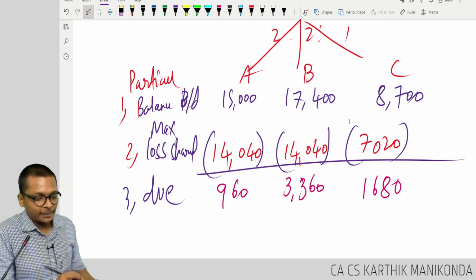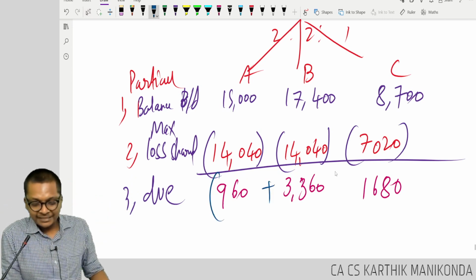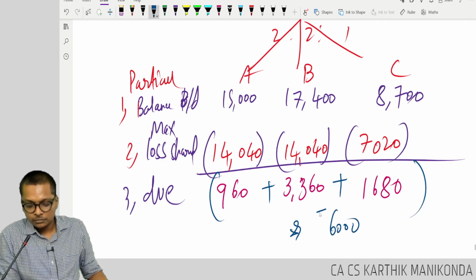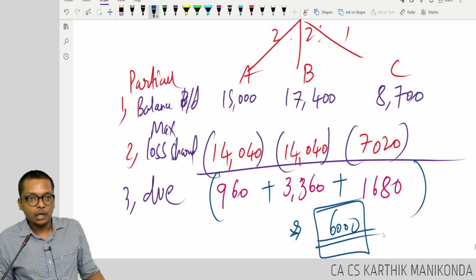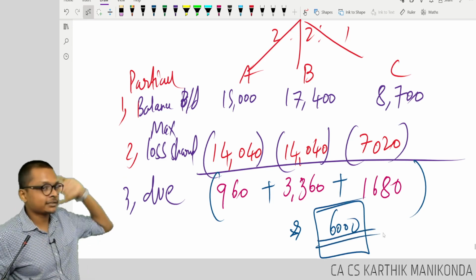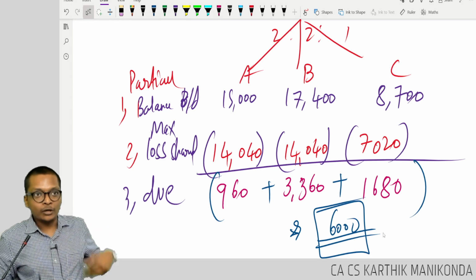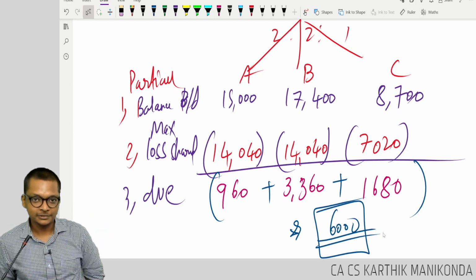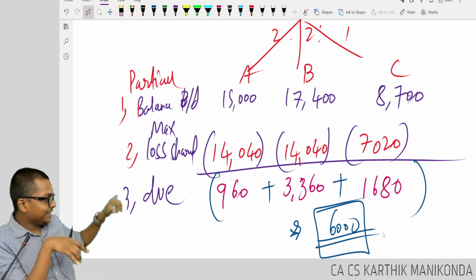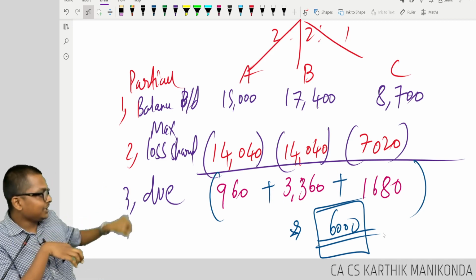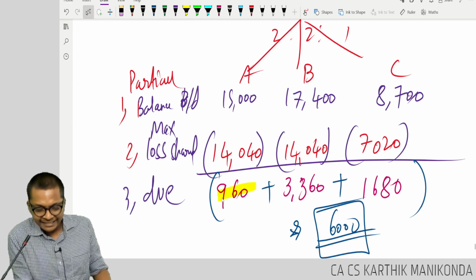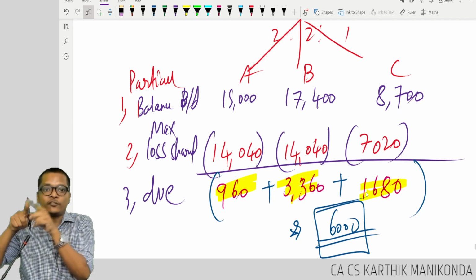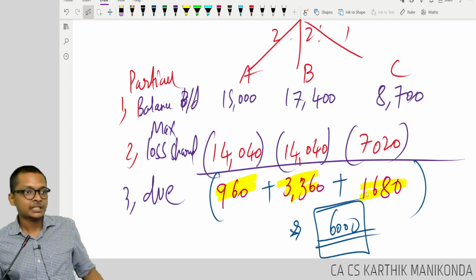What is the total payable? 960 plus 3,360 plus 1,680. How much are you getting? 6,000. How much do I have? I can pay this. No need for the next step. Money can never be more, or the working note is wrong. It will either perfectly tally, or if it's not tallying, one of these three numbers will be negative. Then you have to again apportion using the capital ratio, like how we did here.